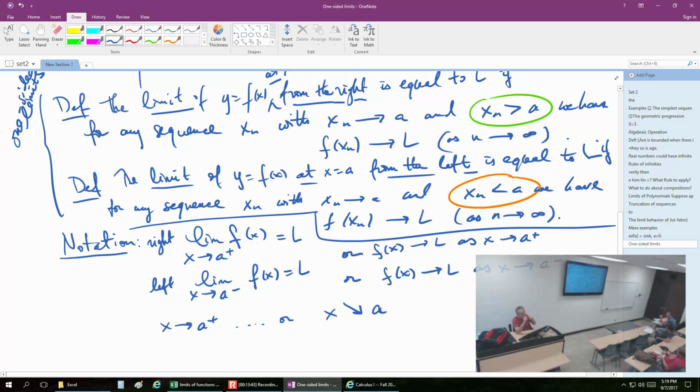Okay, so as you can see, the arrow is going down, as if we're talking about something decreasing towards a. So x decreasing towards a. I sometimes like the notation on the right, but the one on the left is actually more common. Still worth mentioning.